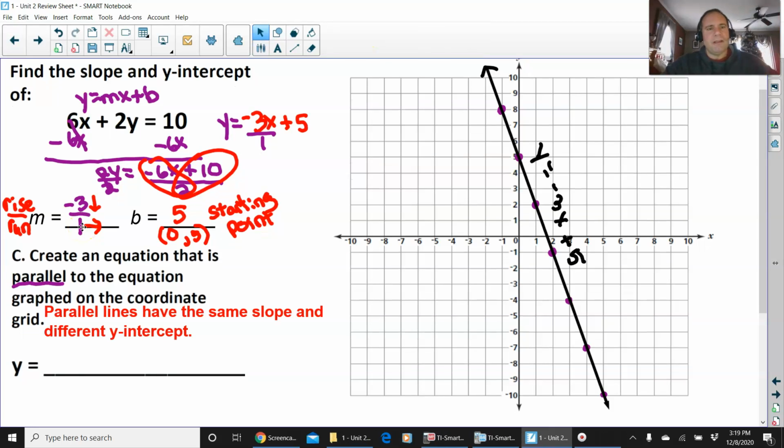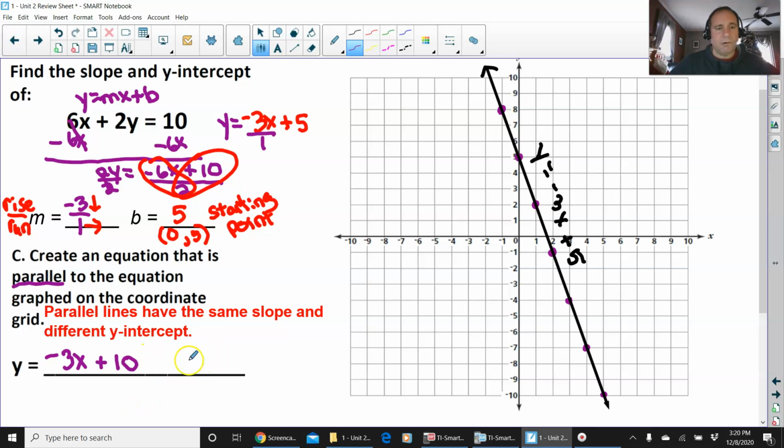So parallel lines have the same slope and different y-intercept. So if you come up with y equals negative 3x plus 5 as this equation, whatever you put, you have to put the same slope, negative 3x, plus a different y-intercept. So this line right here would be parallel. Or you could put just y equals negative 3x. The y-intercept would be 0.